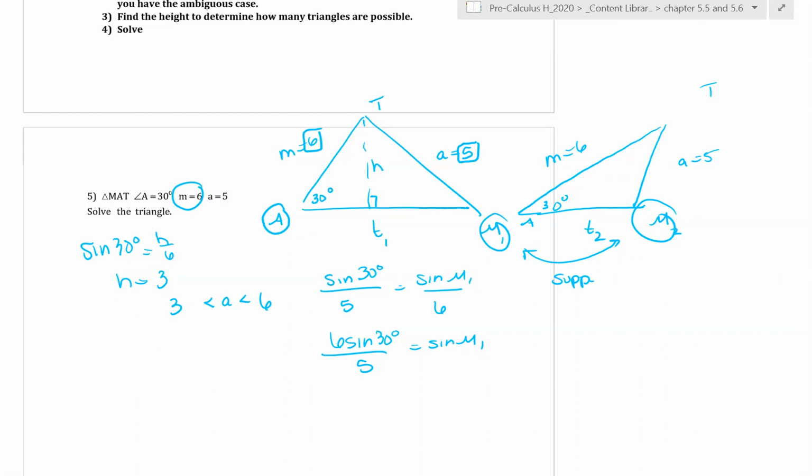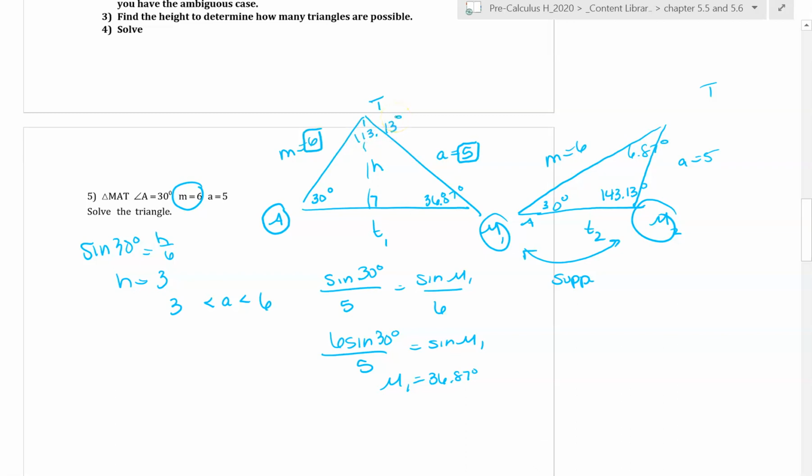Okay, so you should have gotten 36.87. But now we know that these two angles are supplementary, so subtract from 180, and you get 143.13 for M2. Then we know that the three angles of a triangle add up to 180, so subtract from 180, and you get 6.87 for this angle over here, and you get 113.13 for this angle T over here.